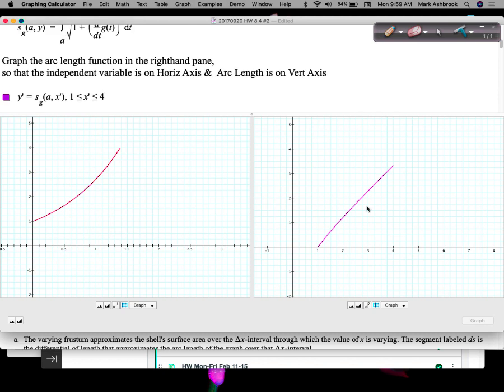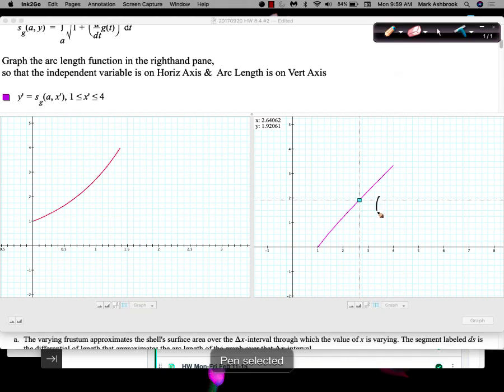Okay, so I'm going to pick a point. And then we're going to practice interpreting the point so we really know what this graph is showing us, okay? So this is the point, 2.64 and 1.92. It's easy to read on the screen. 2.64, 1.92. Okay, so think about what are the meanings of those.